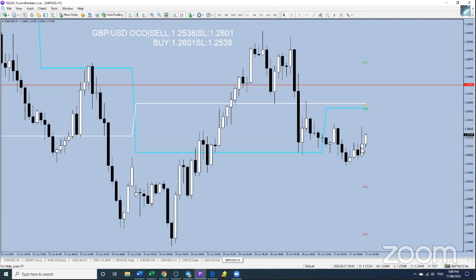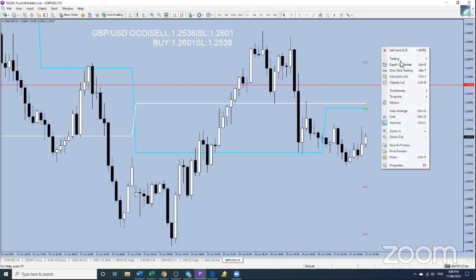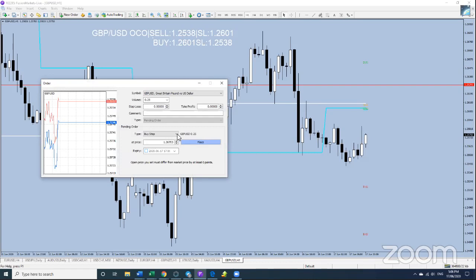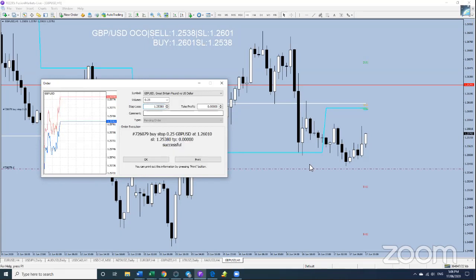Why have I got 2601? I'm not going to change that. Sometimes mistakes are good, so it's 1 pip difference. Should be 1.2600, but we'll leave it there. All right, once we are triggered, and I actually haven't set these trades, so I'll do that very quickly. The buy stop is at 1.2601. And the stop loss is at 1.2538. And vice versa for the sell.